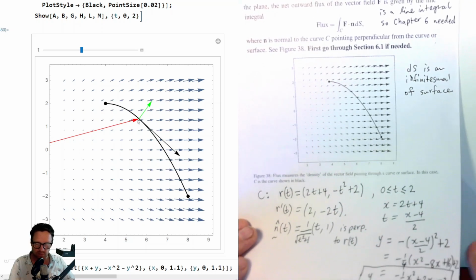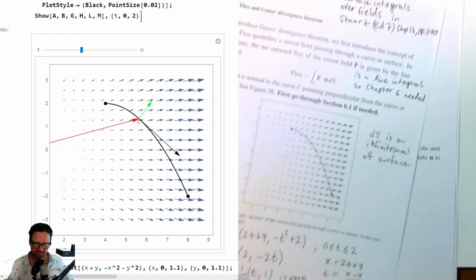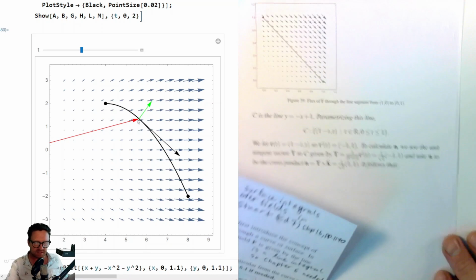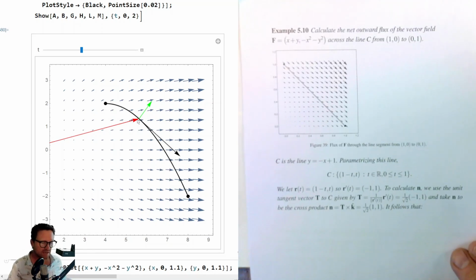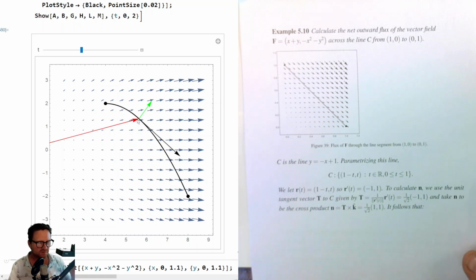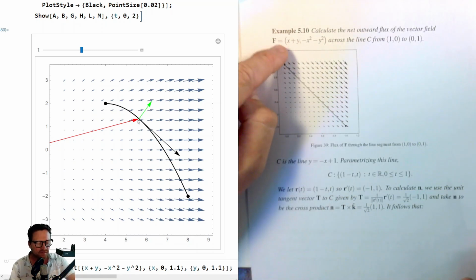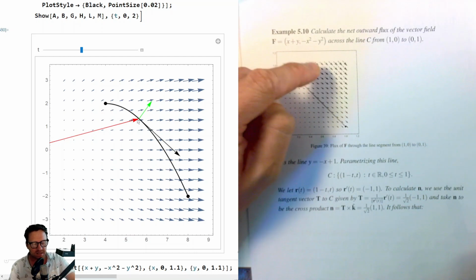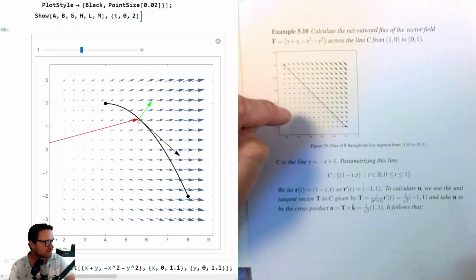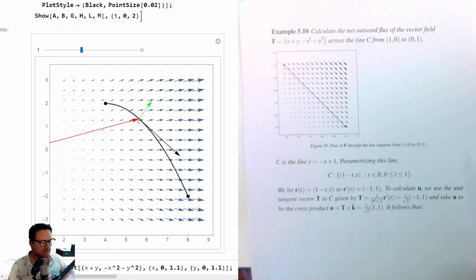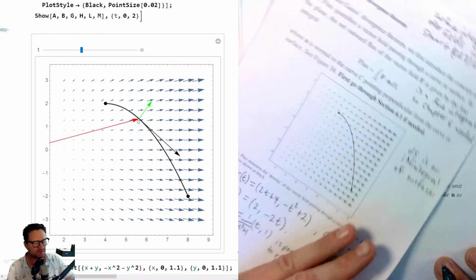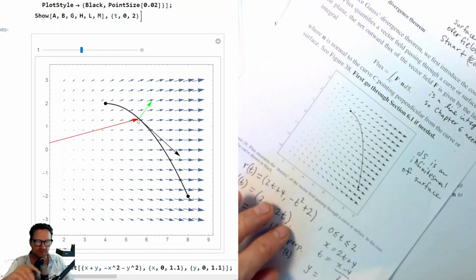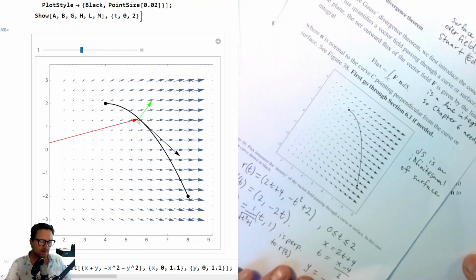Okay, so let's go ahead and have a look at the next page. Here we have a simple example. Calculate the net outward flux of the vector field F equal to x plus y comma minus x squared minus y squared, and it's shown there with all these arrows. And incidentally, in this one, we also have a vector field. It's all these little blue arrows you see there.